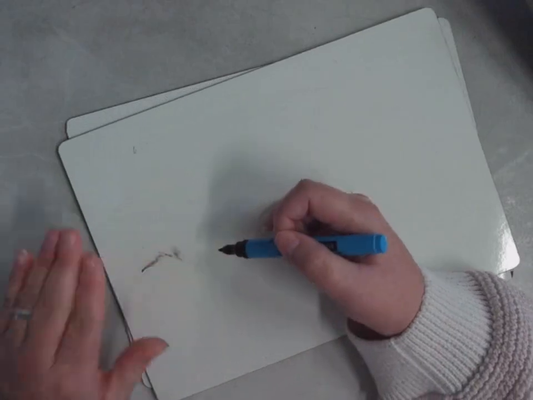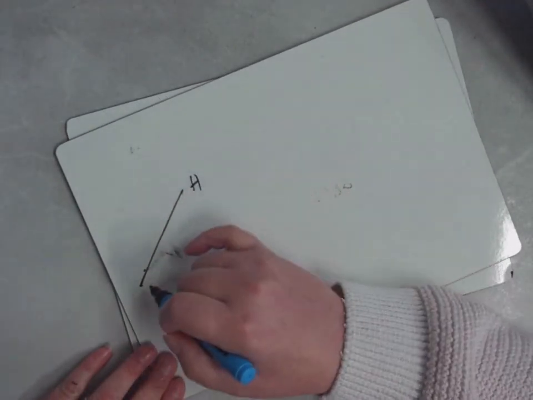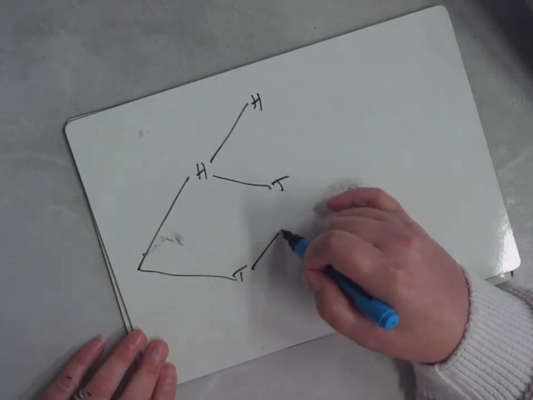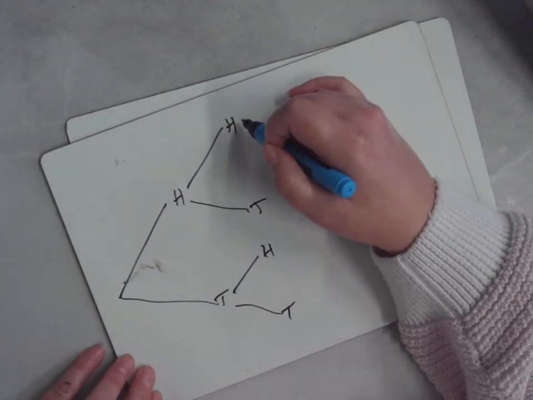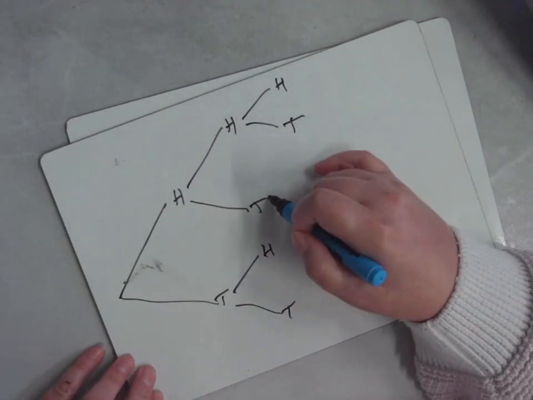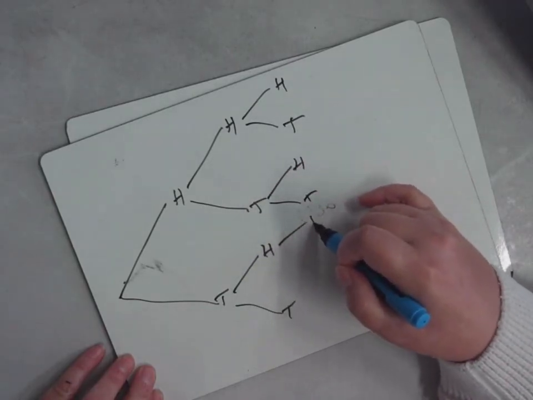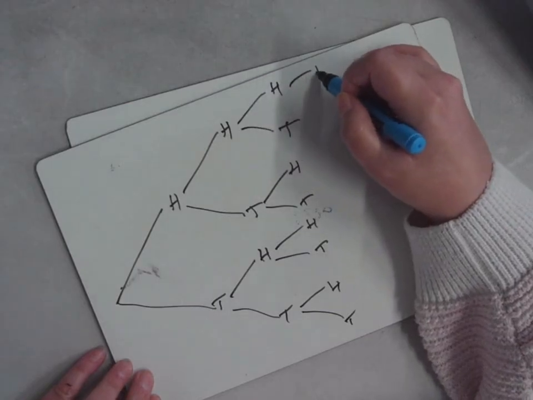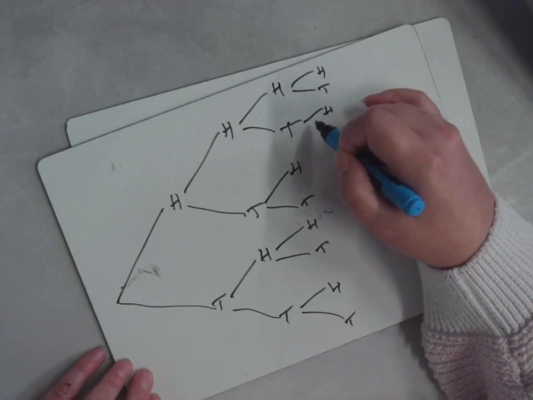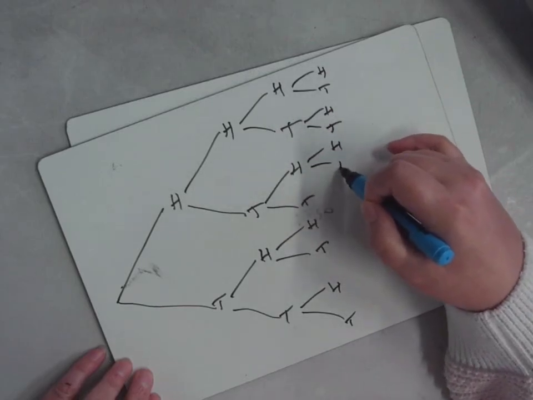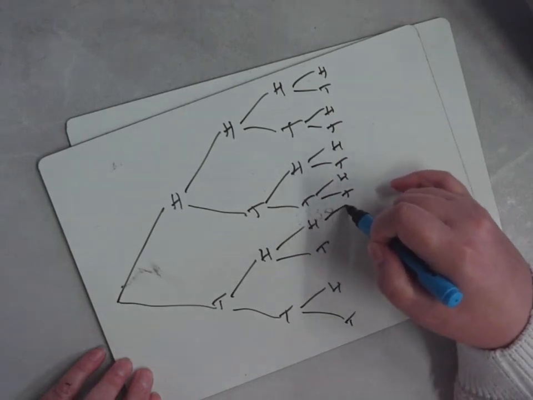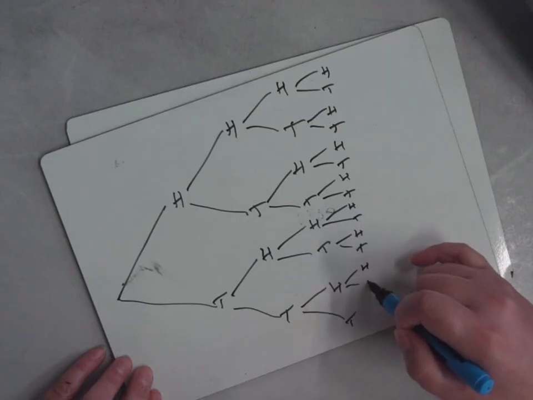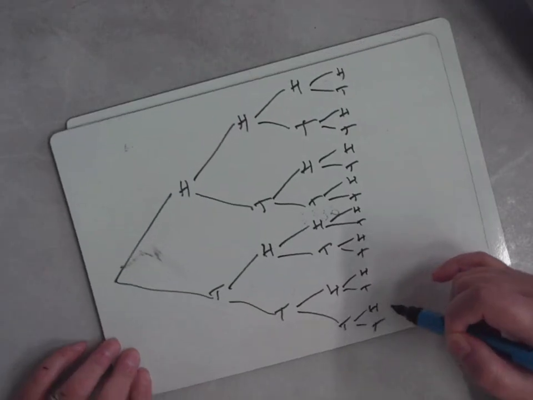So we go head or a tail, and then we throw it again, head or a tail, and then we do it again, head or a tail, and then out of each branch again, we can go head or a tail, head or a tail, and so on. I'm losing the will to live. Head or a tail.